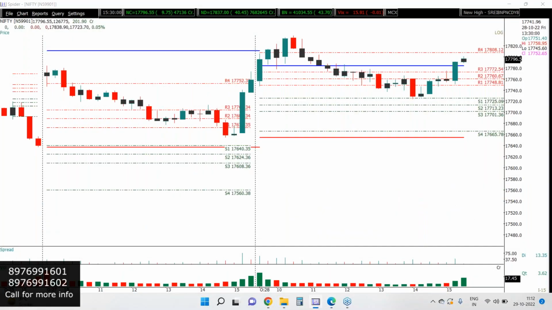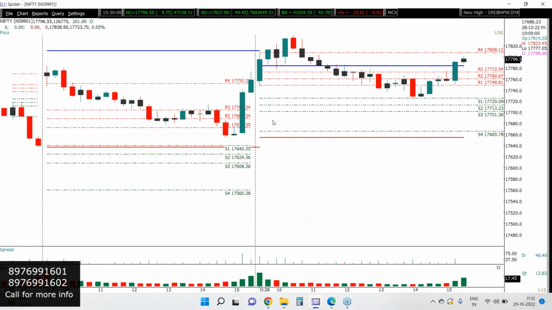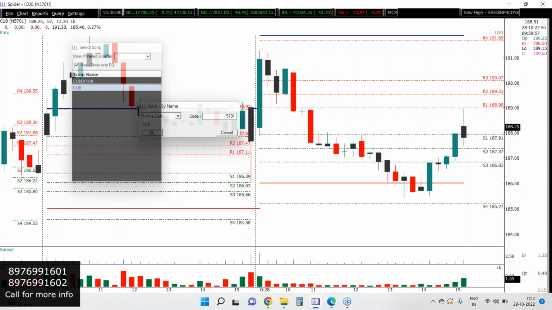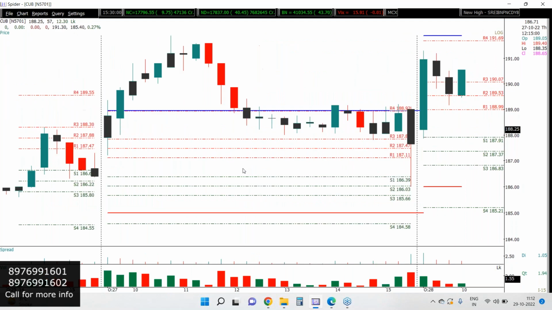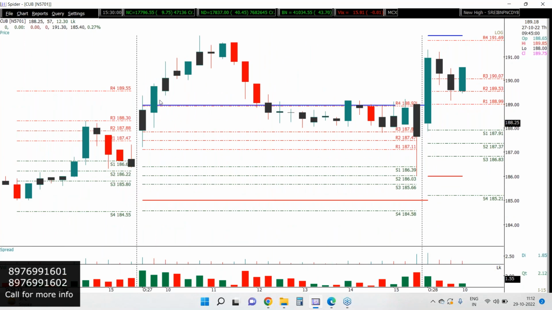The first example is CUB. I'm showing you the data of the 27th, because the 28th I'll discuss later. Here, this is the candle. You can see this particular candle crossed the R4 level with the previous day high. This blue color is the previous day high. So at the same time, you are getting a candle crossing both the levels.